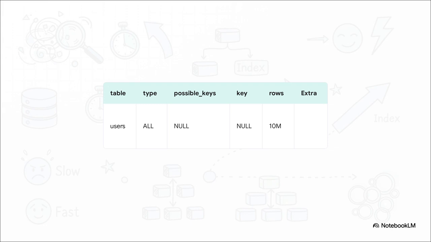Now, I know it looks a little intimidating, but this table is basically the database's confession. It's telling you its whole plan. And while there are a few clues here, like key being null and that huge number in the rows column, our prime suspect is hiding in that type column.